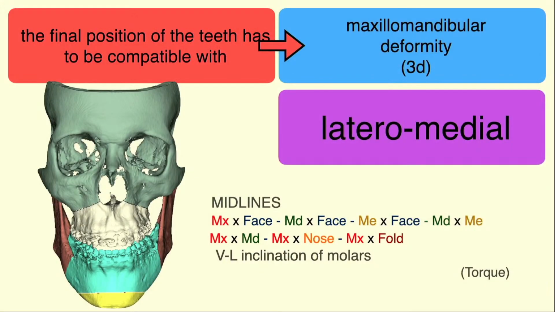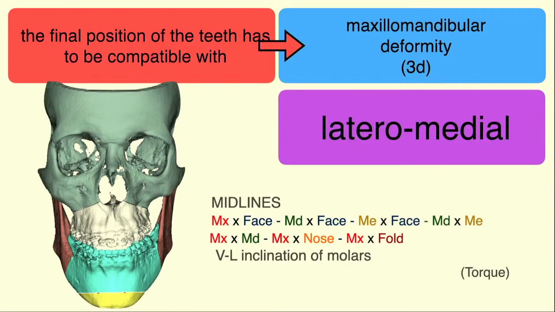Okay, so just coming back to the meaning about the asymmetric patients. I need to understand all the study that I should do about the midlines. So I need to measure all the midlines from maxilla with the face, mandible with the face, chin with the face, mandible with the chin, maxilla with the mandible, maxilla with the nose, and maxilla with the fold, lip. All the midlines have to be measured at the beginning of the treatment.